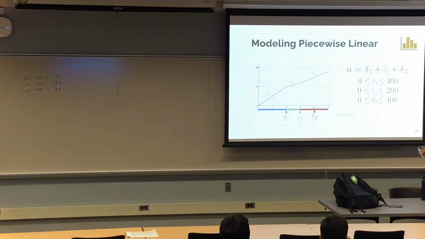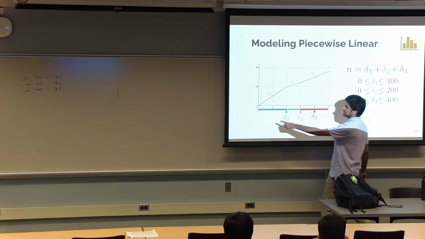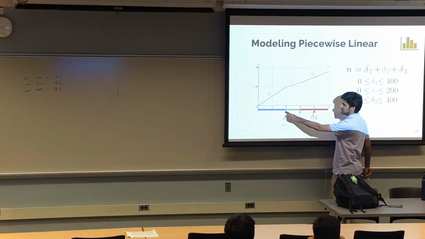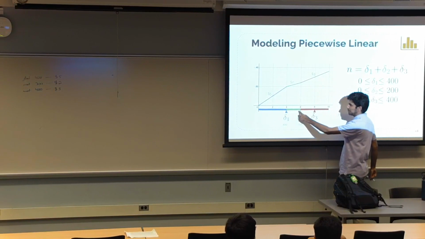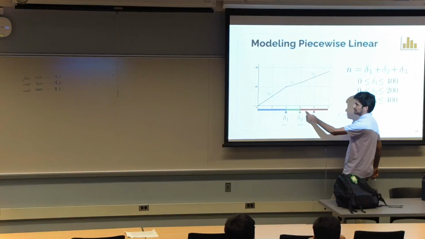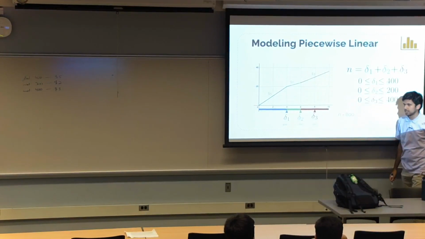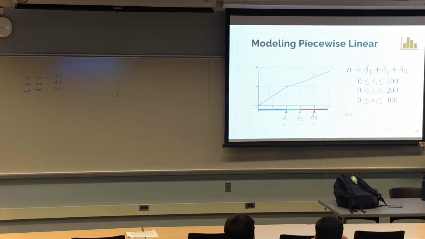And one more example, 800. We crawl past here. Delta 1 reaches its maximum. Delta 2 pushes, reaches its maximum. Delta 3 goes until we hit 800. So those are the values. N equals 800. So, question? Are those the only constraints?